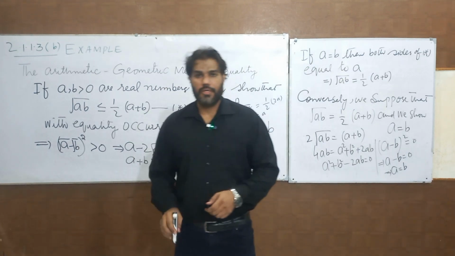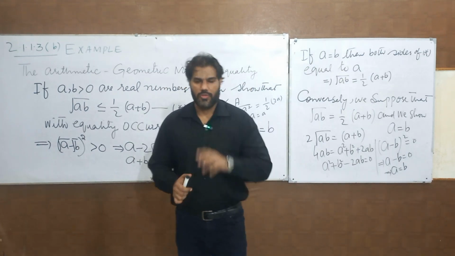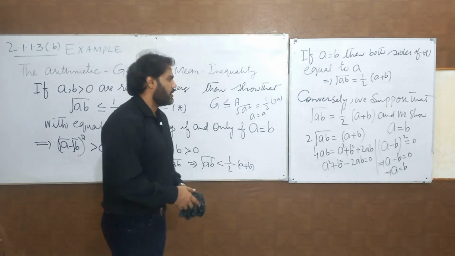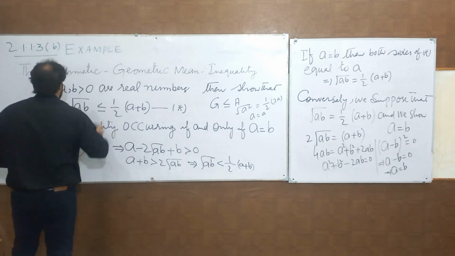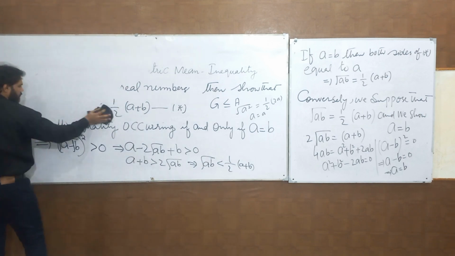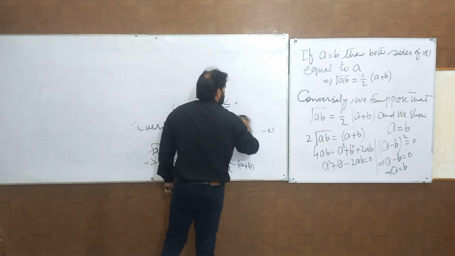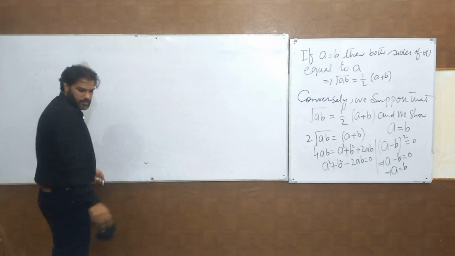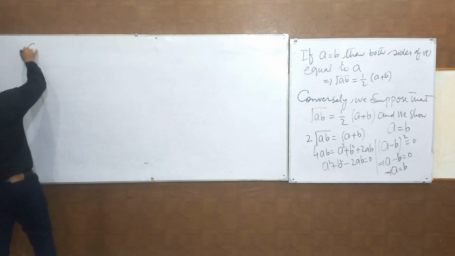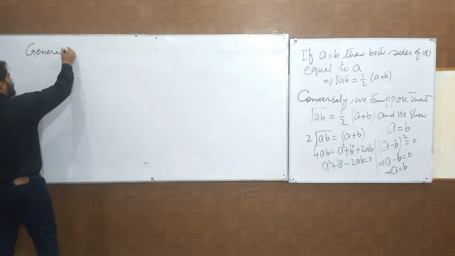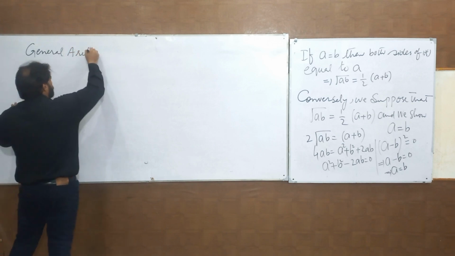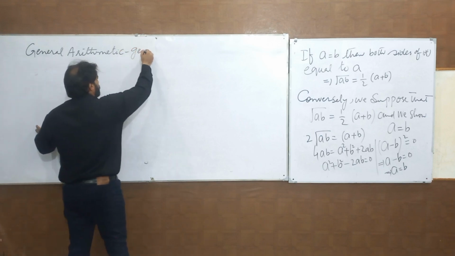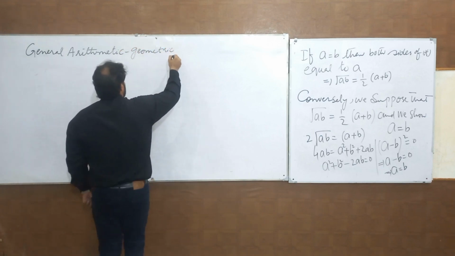So this is the arithmetic geometric mean inequality for any two positive real numbers. We can generalize this inequality. The most general form is the generalized arithmetic mean geometric mean inequality.